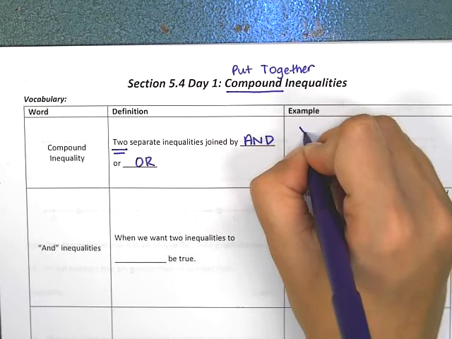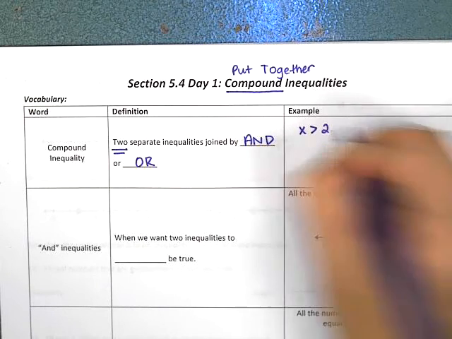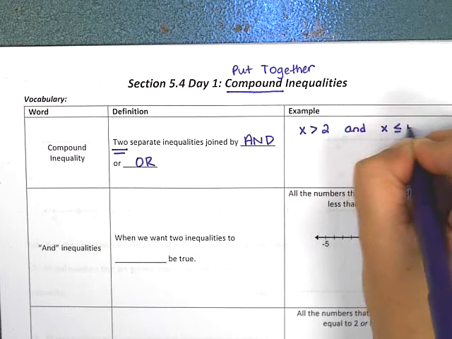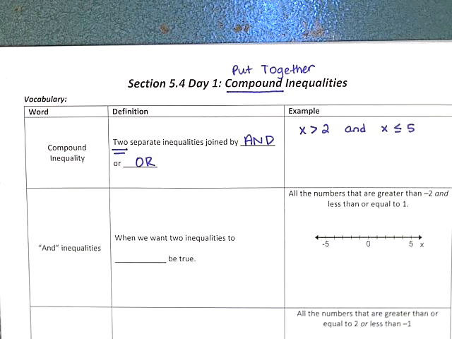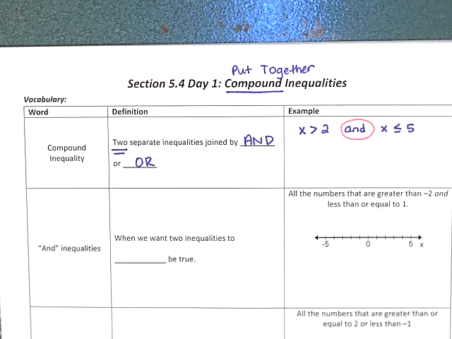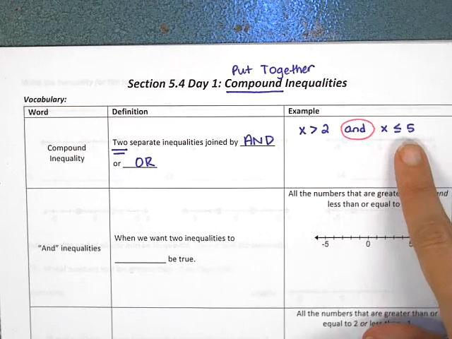So here's an example. We want x's that are greater than 2 and x's that are less than or equal to 5. We've got this word and here, which means there are two criteria. I'm looking for numbers that are both of these things, bigger than 2 and less than or equal to 5. So a number like 3 would work, whereas a number like 7, which would be greater than 2, but is not less than or equal to 5, would not work.